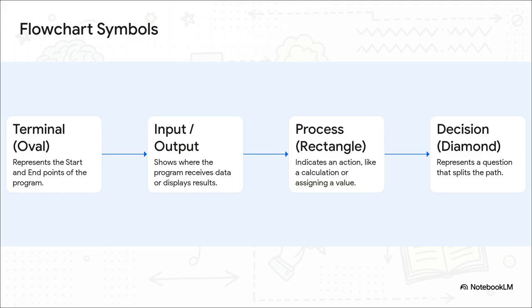You've got the oval, which is your start and finish line. The parallelogram is all about communication, getting information in or sending results out. The rectangle, that's your workhorse. It's where all the action, like calculations, happens. But the real star of the show is the diamond. That's the brain. It's where your program asks a question and makes a choice, splitting the path. That simple shape is the heart of all decision-making in software.